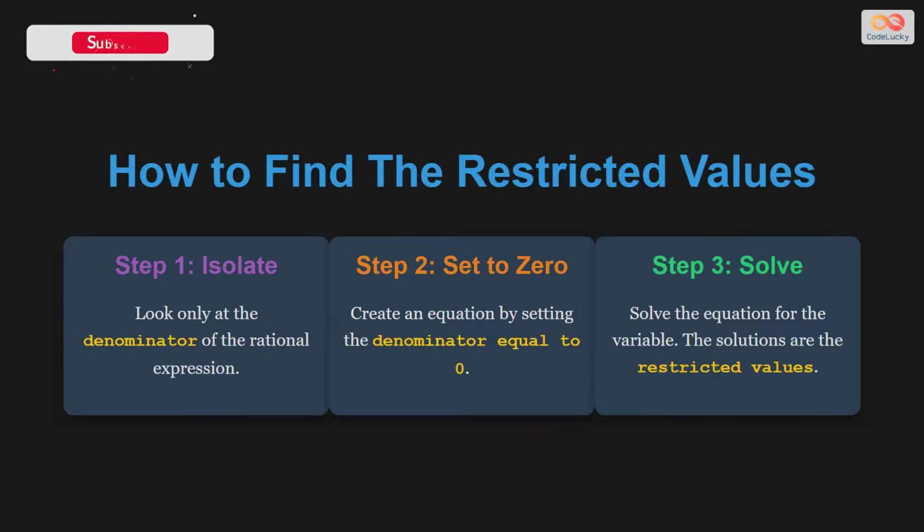Finding these forbidden or restricted values is a straightforward three-step process. First, you isolate the denominator of the expression. Second, you create an equation by setting that denominator equal to zero. And third, you solve that equation to find the values of the variable that make it true.